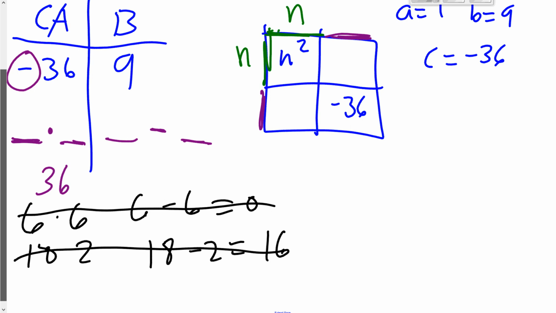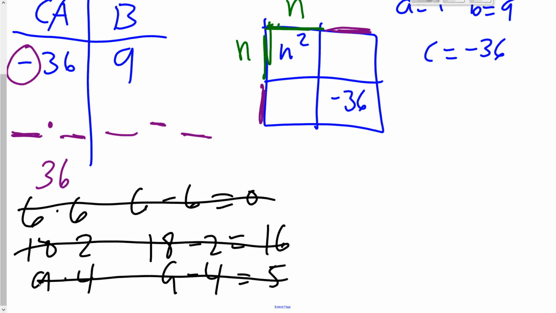What else is there? 9 and 4, right? 9 times 4 is 36. But what's 9 minus 4? That's 5. Is anything going to work? 36 and 1? 36 minus 1, that's 35. I guess nothing's going to work. I guess not, so I guess it's not factorable.